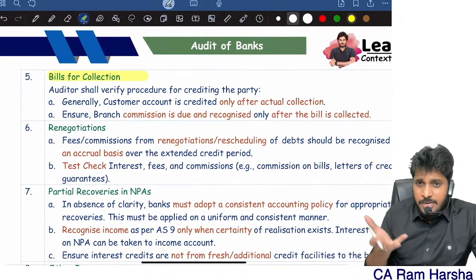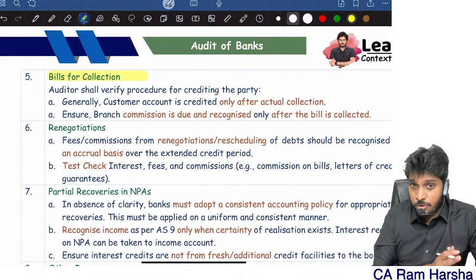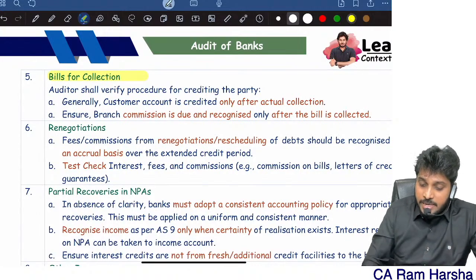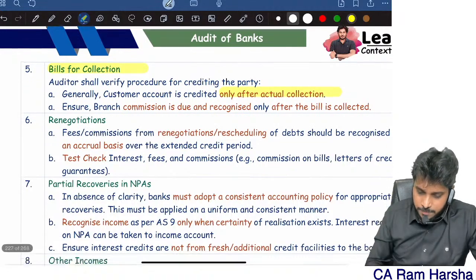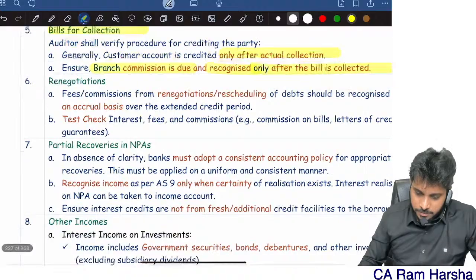Suppose a customer submitted bills, I will ask him, do you want me to discount or just collect? "Collect," he told me. Then income will be recognized only after actual collection. Branch commission is due and recognized only after the bill is actually collected.